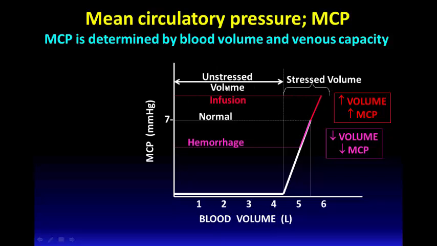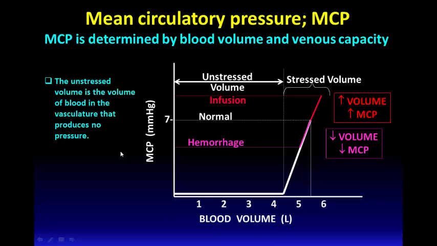by discussing and explaining these diagrams. On the x-axis, we have the blood volume in liters, and on the y-axis, we have the mean circulatory pressure in millimeters of mercury. The total blood volume in a normal adult is approximately 5.5 liters. This total blood volume can be physiologically divided into two volumes.